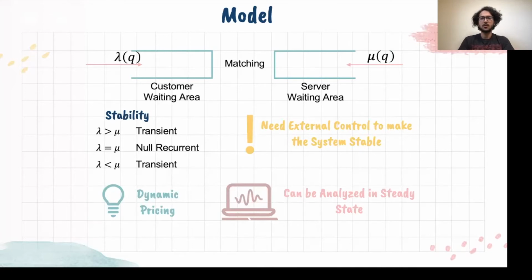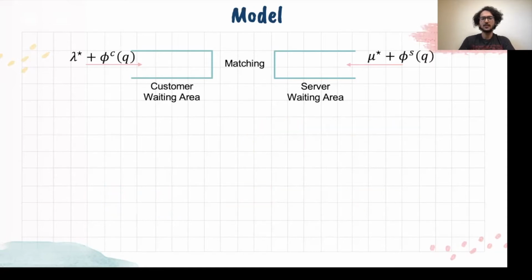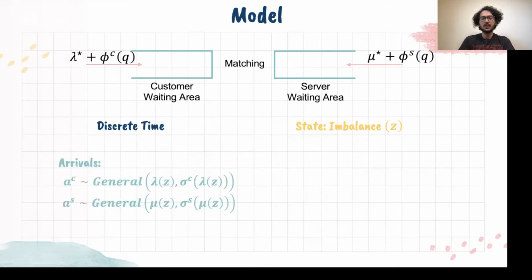Let's consider the model in more detail. We consider a two-sided queue operating in discrete time with state-dependent arrival rates. The state of the system is the imbalance, that is, the number of customers minus the number of servers waiting in the system. The arrivals are governed by any general distribution with a finite support, and the queue evolution equation can be given in terms of customer and server arrival rates. In particular, the imbalance in the next time epoch is equal to the imbalance in the current time epoch plus the number of customer arrivals minus the number of server arrivals.